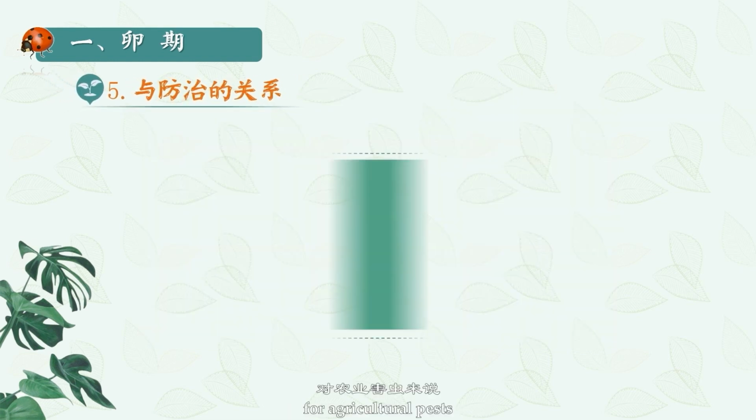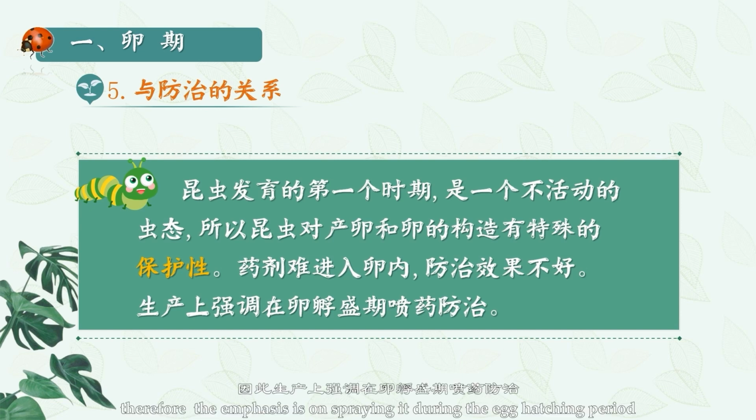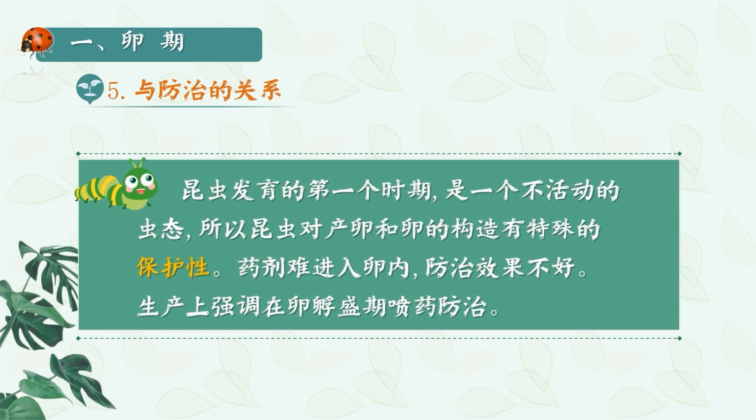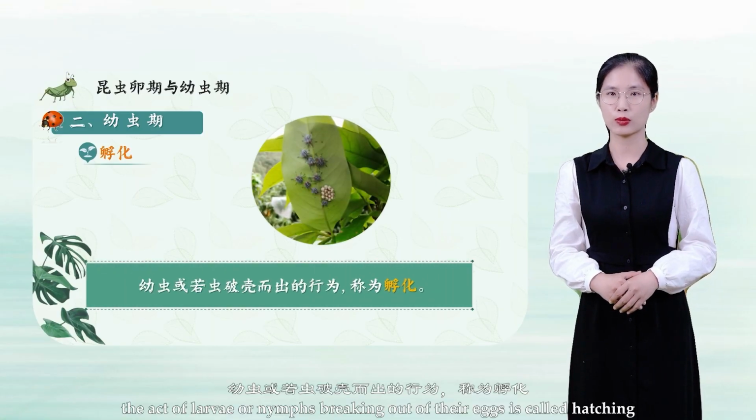For agricultural pests, the damage period begins when the eggs hatch into larvae. Therefore, the elimination of eggs is an important preventive measure. However, the eggshell is impenetrable, making it difficult for insecticides to enter the eggs. There are not many types of insecticides that can kill eggs. Therefore, the emphasis is on spraying it during the egg hatching period. The act of larvae or nymphs breaking out of their eggs is called hatching.